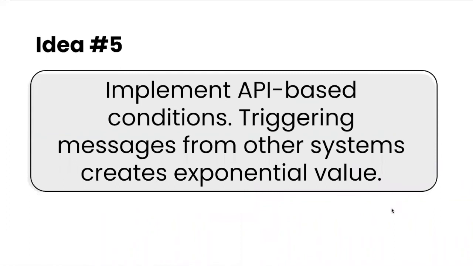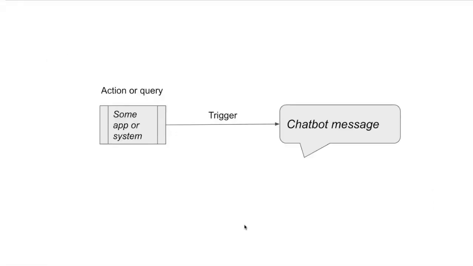So idea number 5, implement API-based conditions. So triggering message from other systems creates exponential value. All right, so a lot of times when I talk about APIs, it's more technical, so eyes start to glaze over. So hopefully I still have you, but basically what this means is that you can have some app or some system trigger a chatbot message.